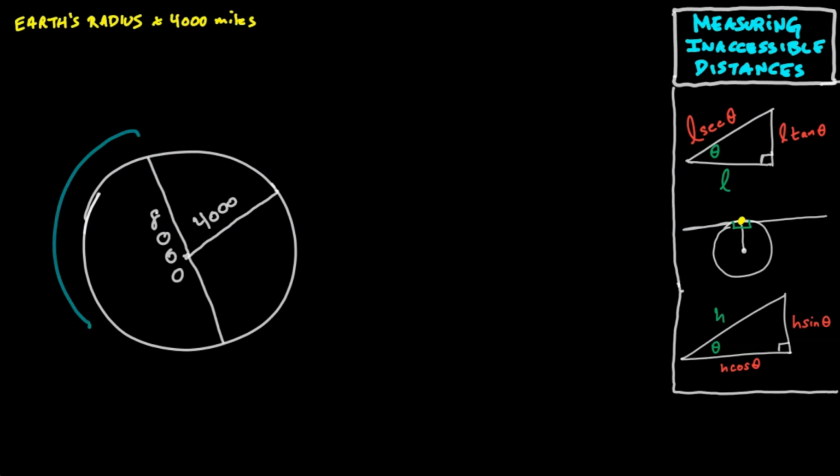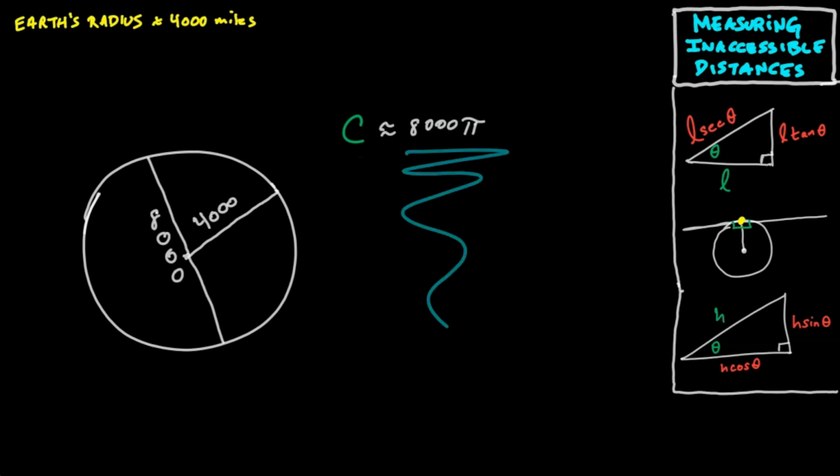And then how many times does the diameter go into the full circumference? Well, of course, we know that the circumference is pi copies of the diameter. That is basically the definition of pi. It's the ratio of the circumference to the diameter in any circle. So in this case, the circumference is about 8,000 pi.